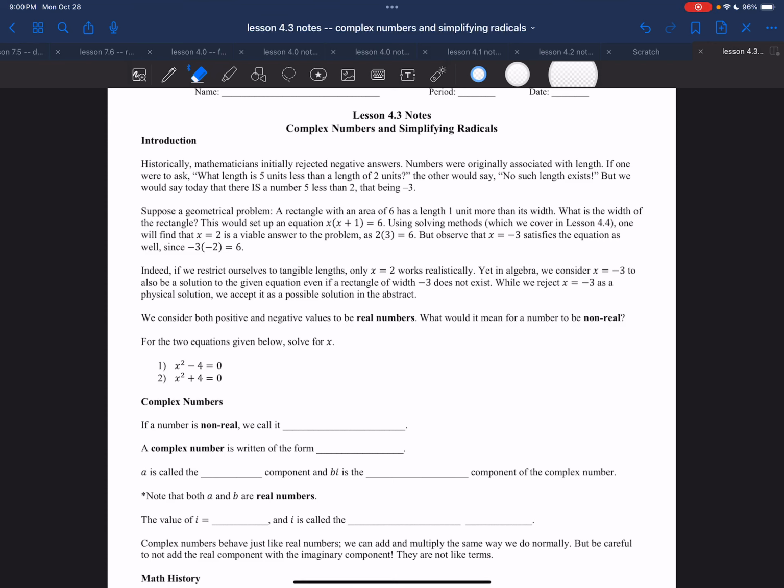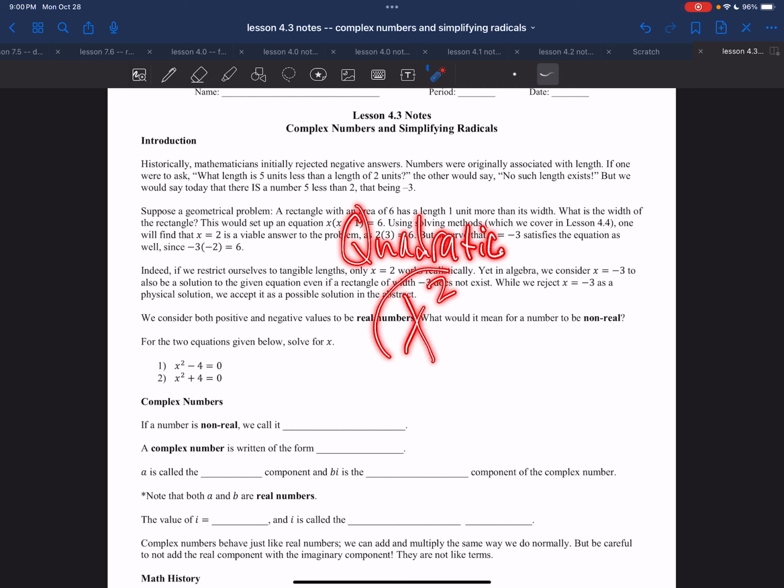Hello and welcome to lesson 4.3 on complex numbers and simplifying radicals. So for context, where we're at in the unit is the last few videos we've been talking about quadratic functions, right? And that's the premise of this unit 4: x squared, the quadratics, right?